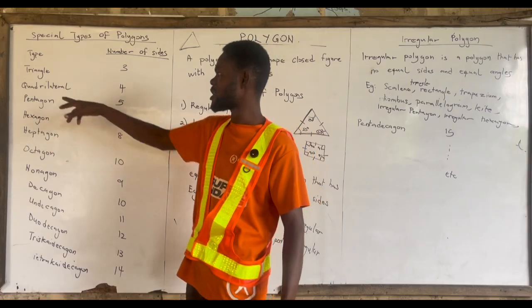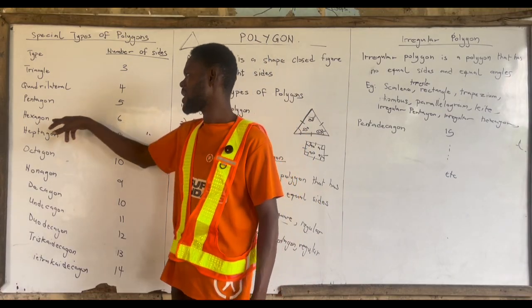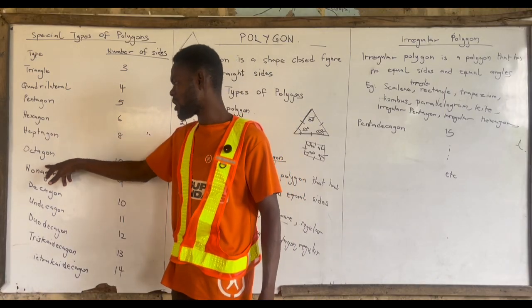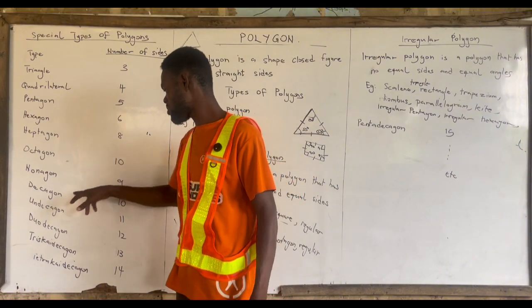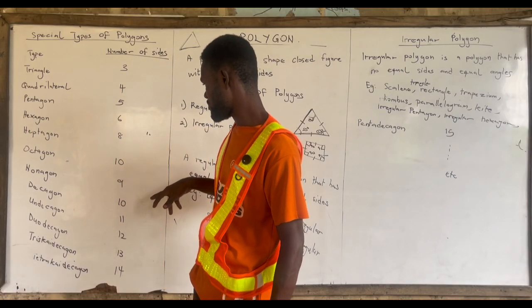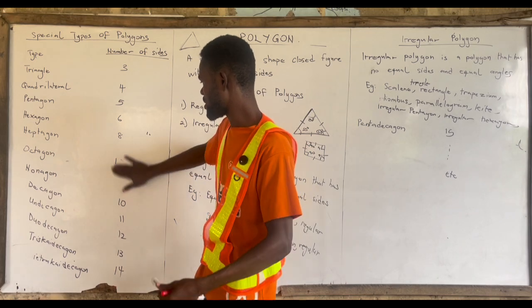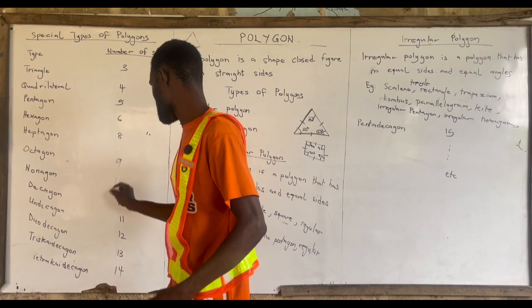The second one is quadrilateral, 4 sides, pentagon, 5 sides, hexagon, 6 sides, heptagon, 8, octagon, 10, nonagon, 9, decagon, 10. I think I've made a mistake here. So nonagon is 9 and decagon is 10.